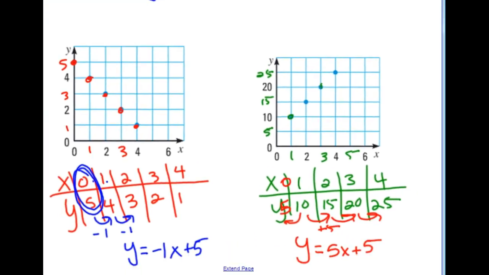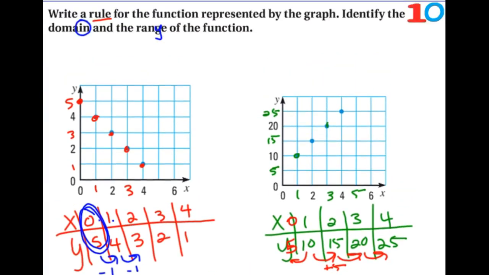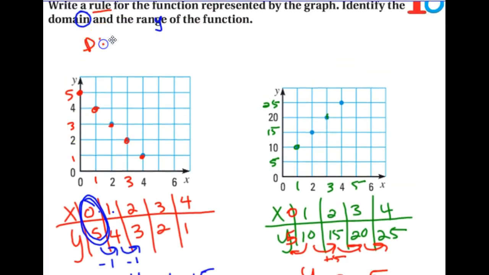It did ask you, oopsies, for our domain and range. You could just list our domain, the x's: 0, 1, 2, 3, and 4. And then the range: 5, 4, 3, 2, and 1. You could do the same thing for this one, but I'm going to skip that.